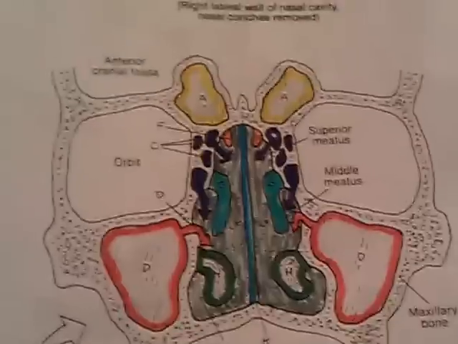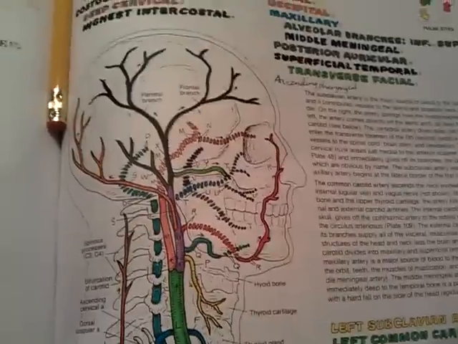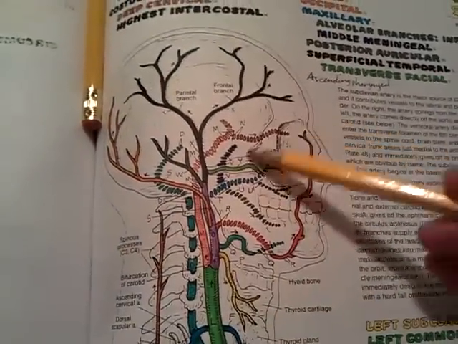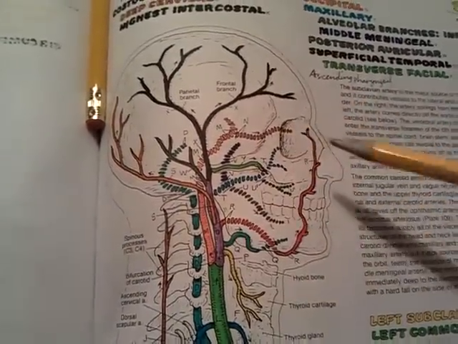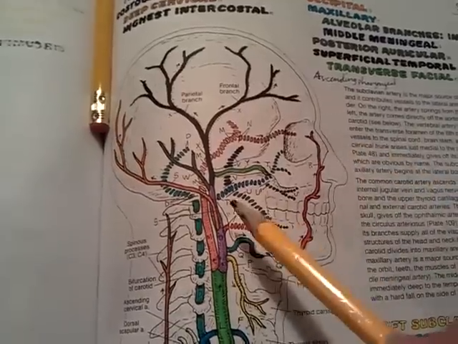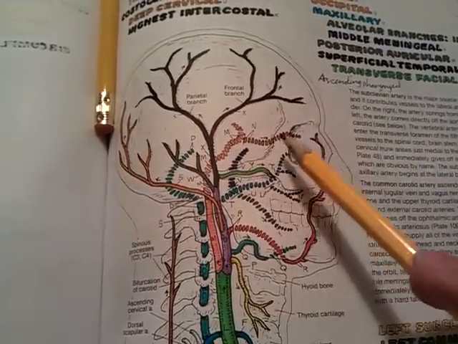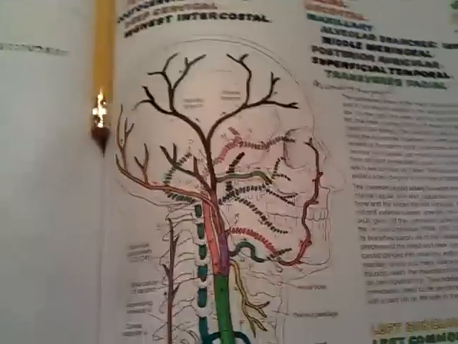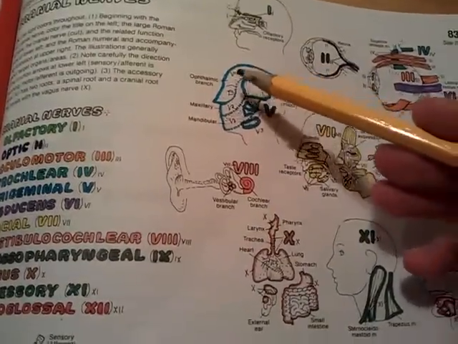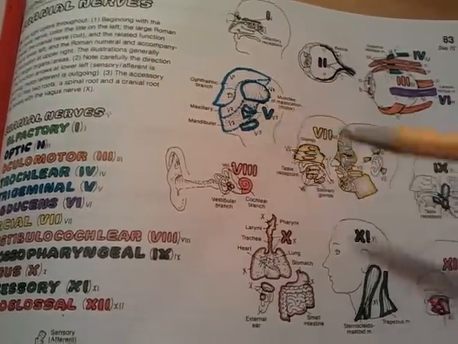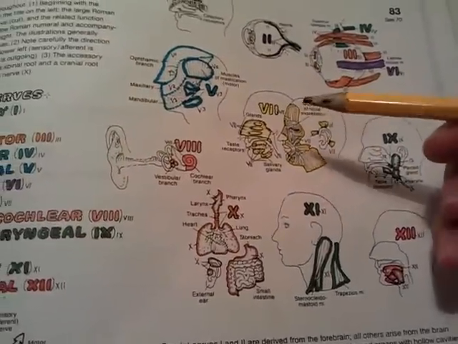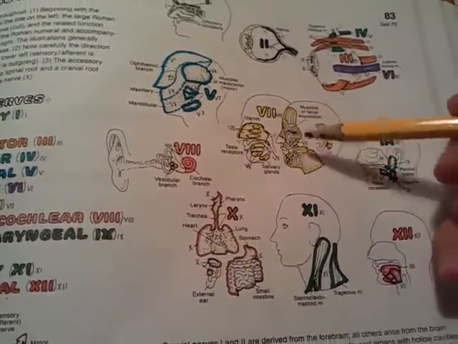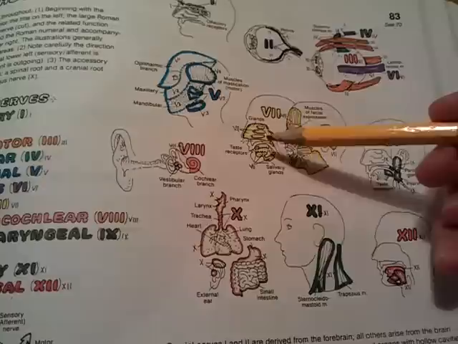And then for blood supply of nasal cavity and paranasal sinuses, here you have branches of facial artery, of maxillary artery, and ophthalmic artery. The nerve supply is by the sensory trigeminal nerve, and the muscle and mucous glands are by facial nerve. Here's the nasal cavity. So trigeminal and facial.